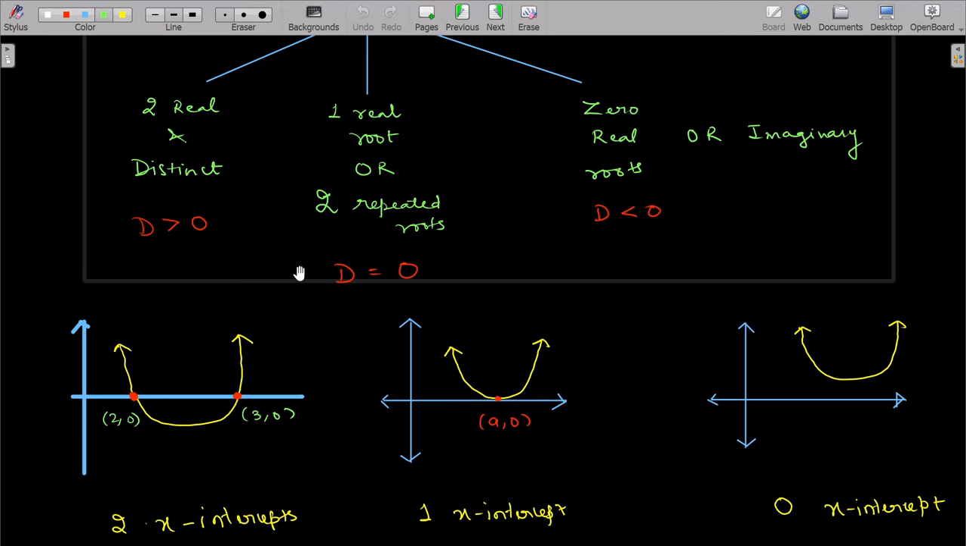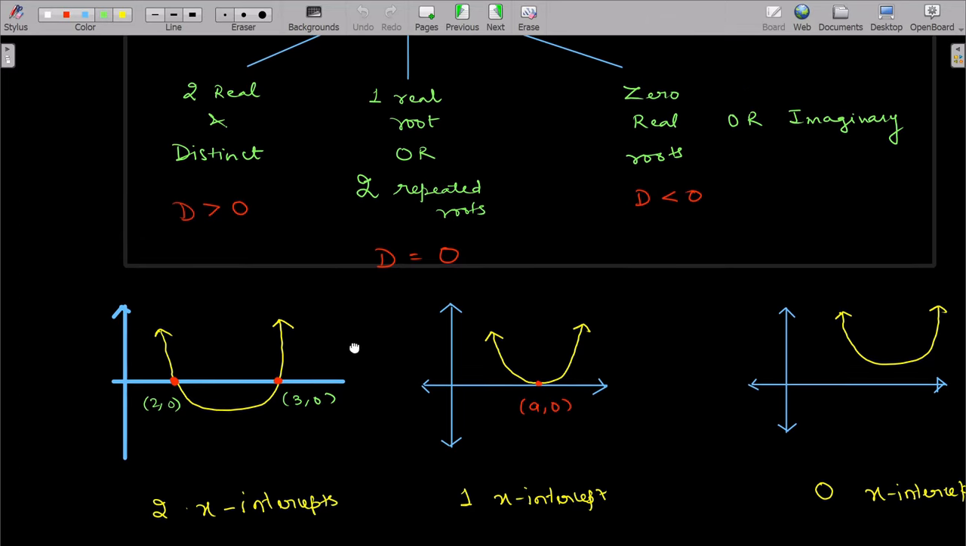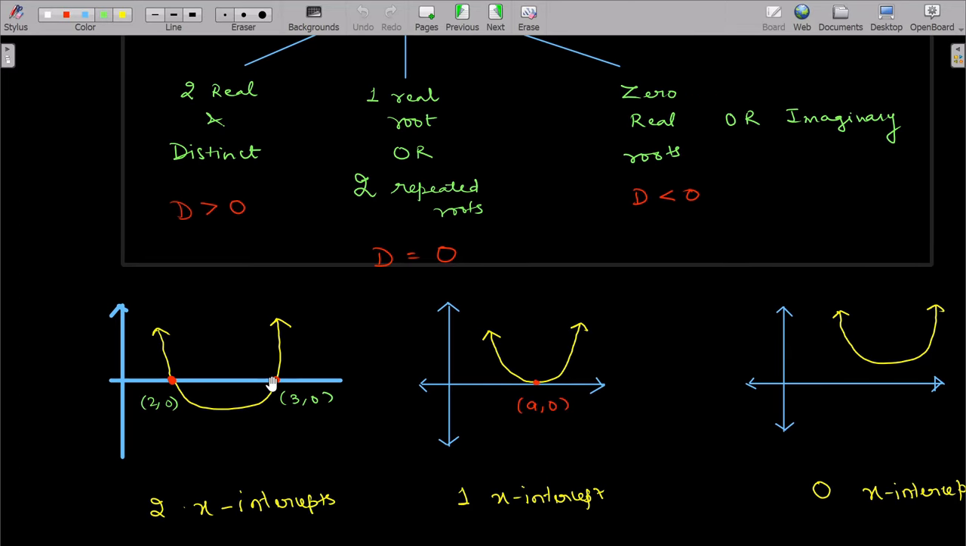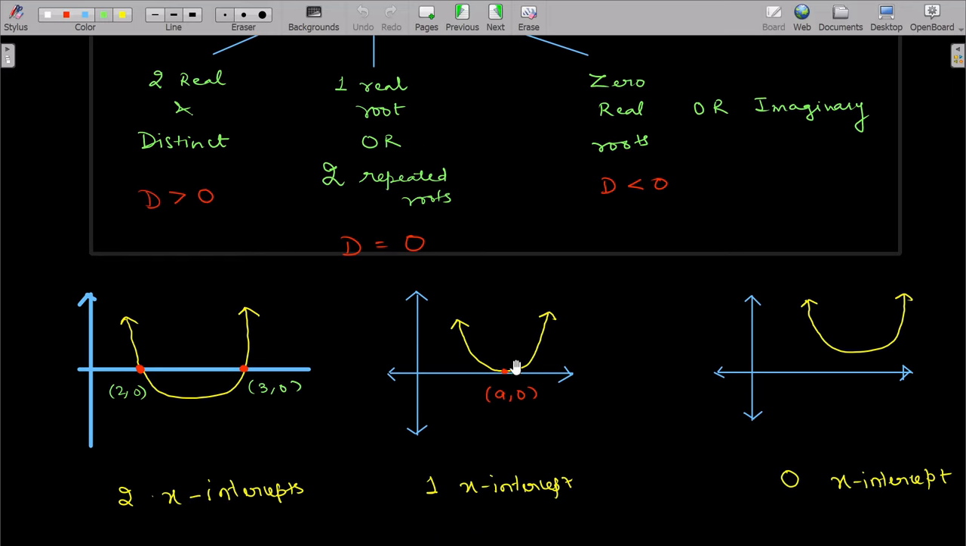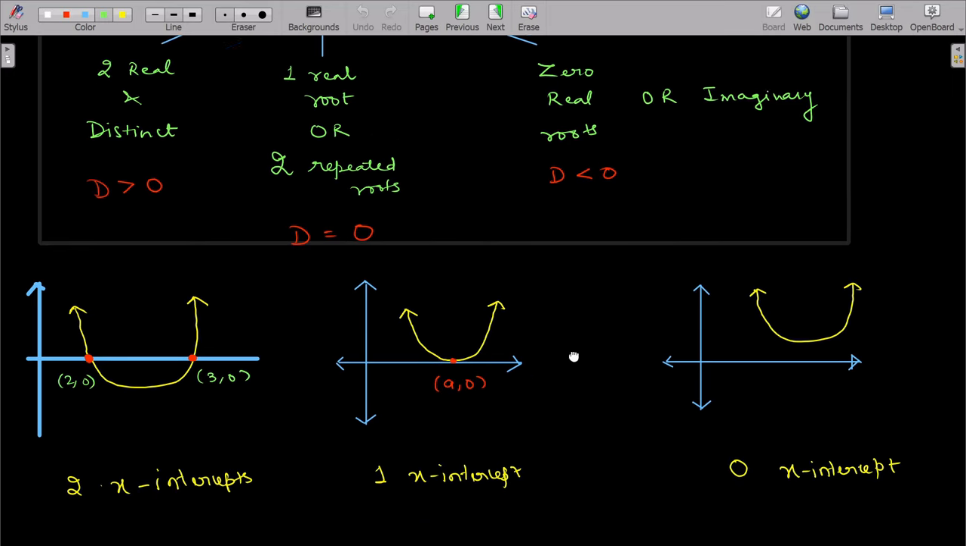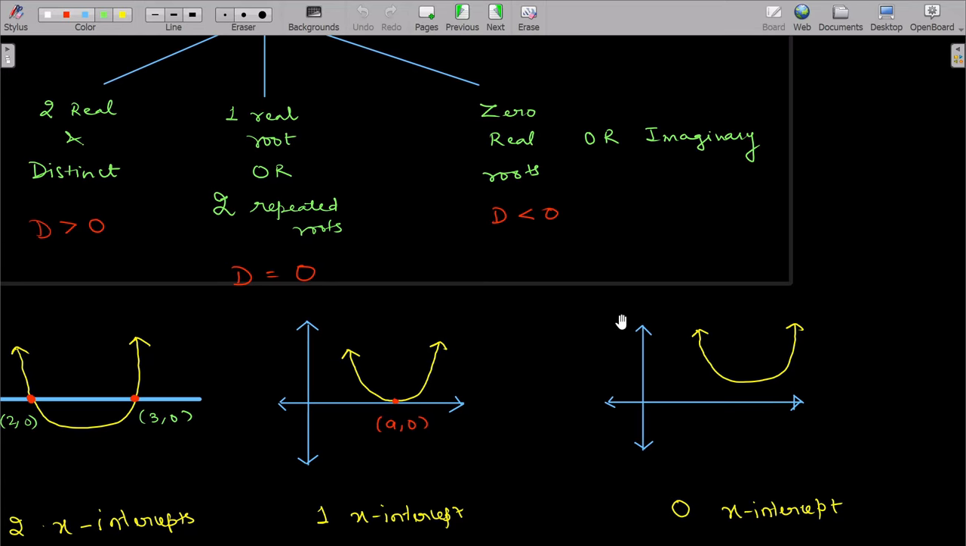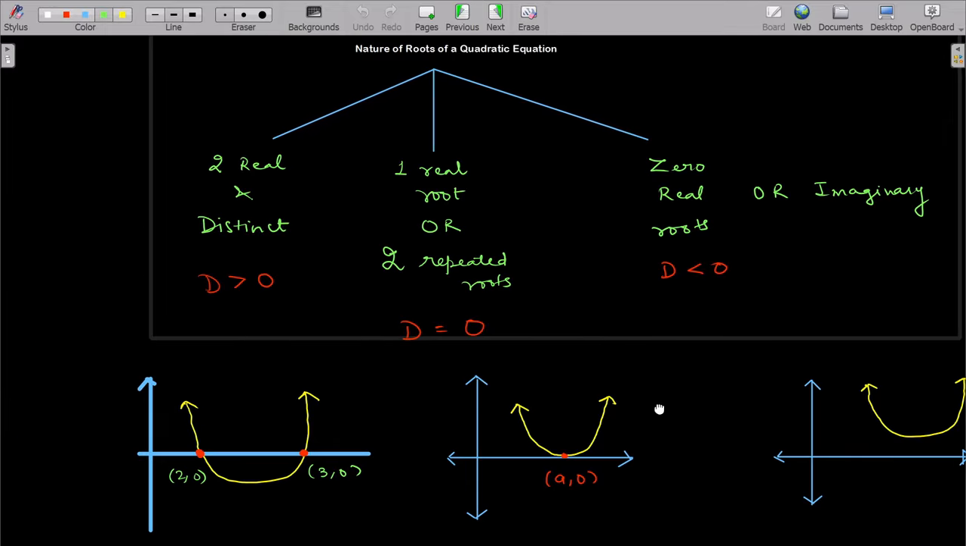The meaning of nature of roots is that when you have two real and distinct roots, then the graph will intersect the x-axis at 2 points. When there is one real root, or we say two repeated roots, then the graph will touch the x-axis at 1 point. And when you have 0 real roots, then the graph will not touch the x-axis at any point.